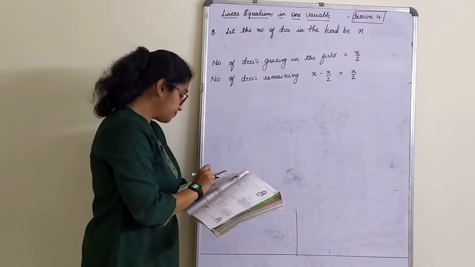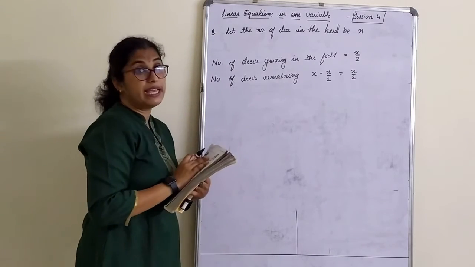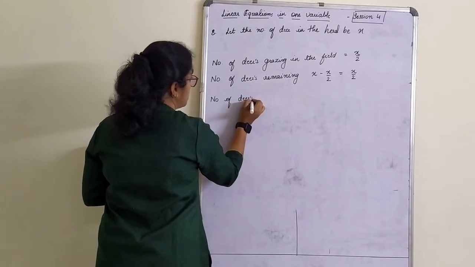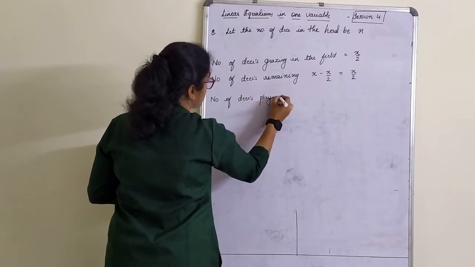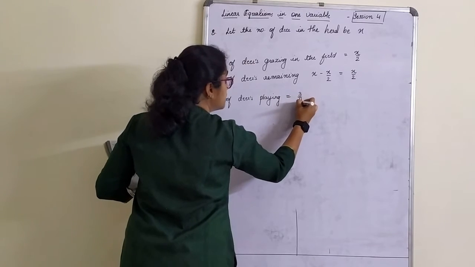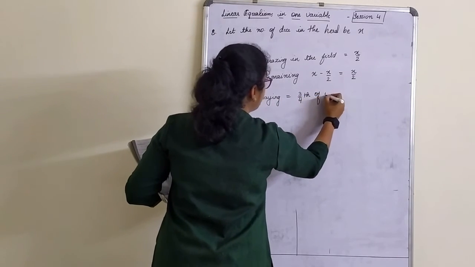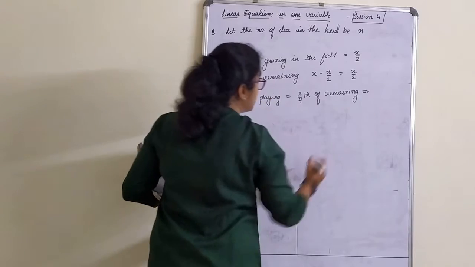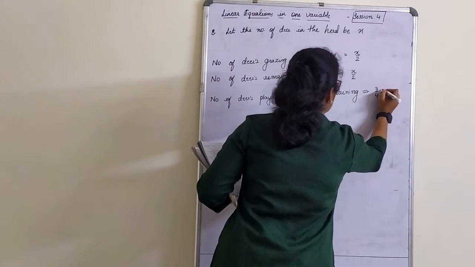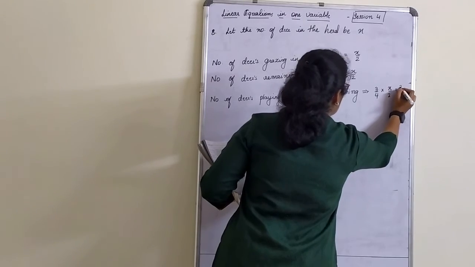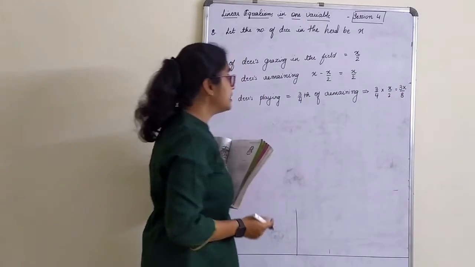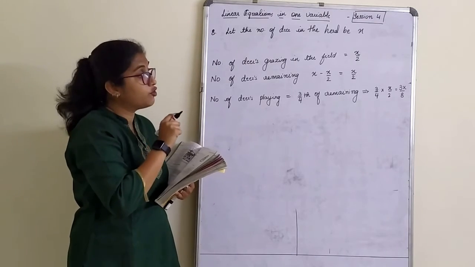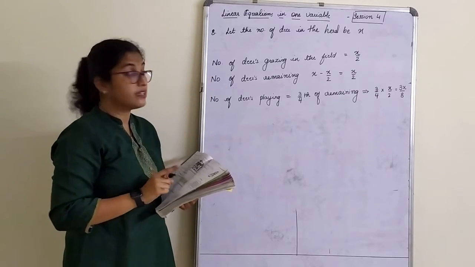Now the question appears here. 3/4 of the remaining are playing nearby. Number of deer playing is equal to 3/4 of remaining. What do you mean by 3/4 of remaining? That is equal to 3/4 into X by 2, 3X by 8. Did you understand? 3/4 of the remaining are playing, and the remaining are X by 2. So 3/4 into X by 2, 3X by 8 are playing.